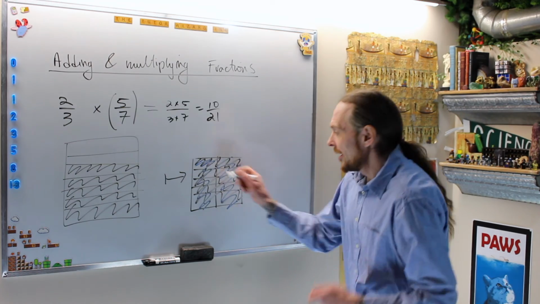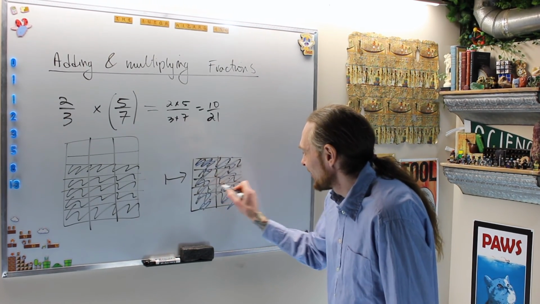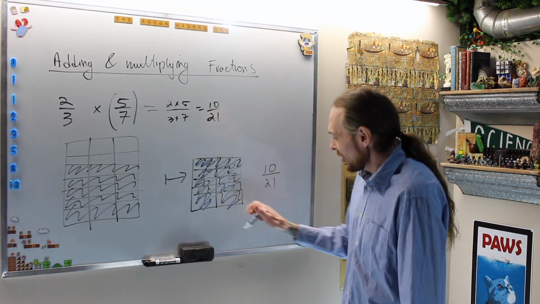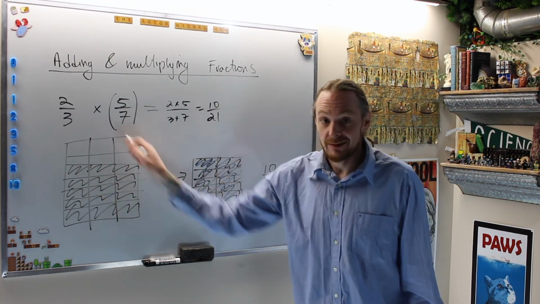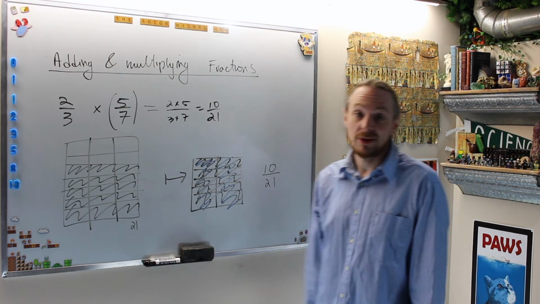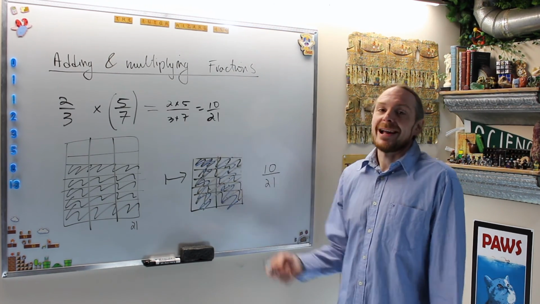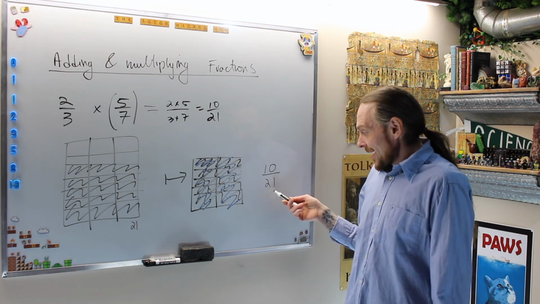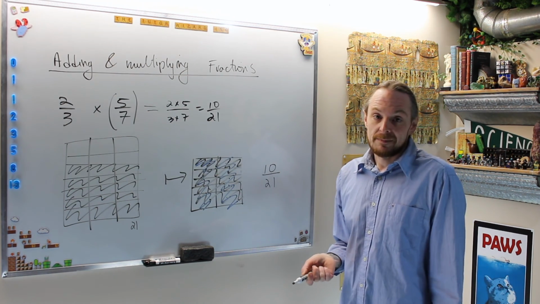Algebraically, what does that give me? 1, 2, 3, 4, 5, 6, 7, 8, 9, 10 out of 21 total. I erased it, but in the total square right here, we would have had 21 total squares. So the amount of pie I get to eat when I get 2/3 of 5/7 of a pie is 10 out of 21 pieces of the pie.